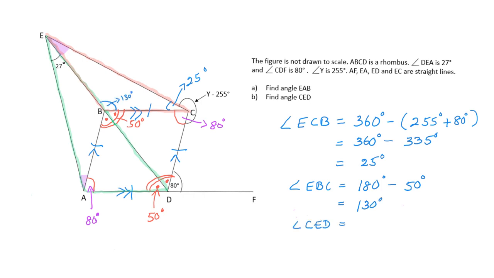We have now found out the value of 2 out of 3 angles in triangle EBC. Now we need to deduct the total of these 2 angles from 180 degrees to find the value of angle CED, which is 25 degrees. Therefore, the answer to question B is 25 degrees.